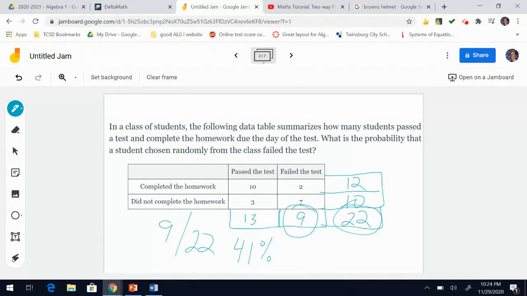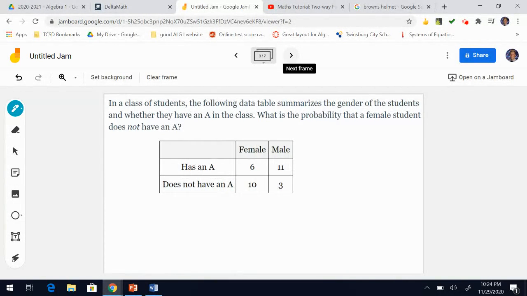Like I said, we need to pay attention to our words here. Chosen randomly, so we know that 9 total people failed. That's going to be the random marker. There's 13 people that we could obviously pick that passed, but our total is 22. So we need to get these numbers here. I hope that makes sense based off of the information given.